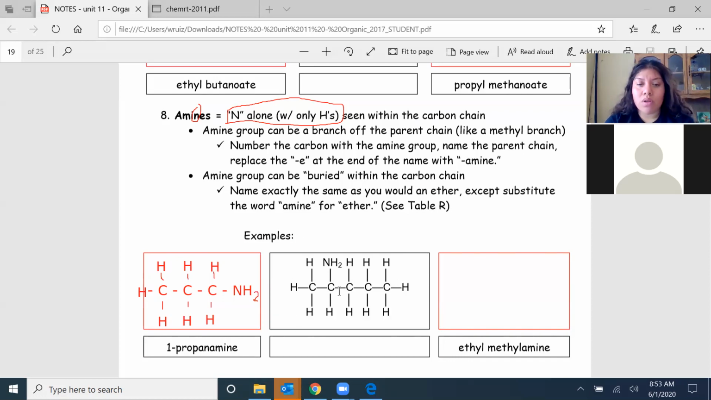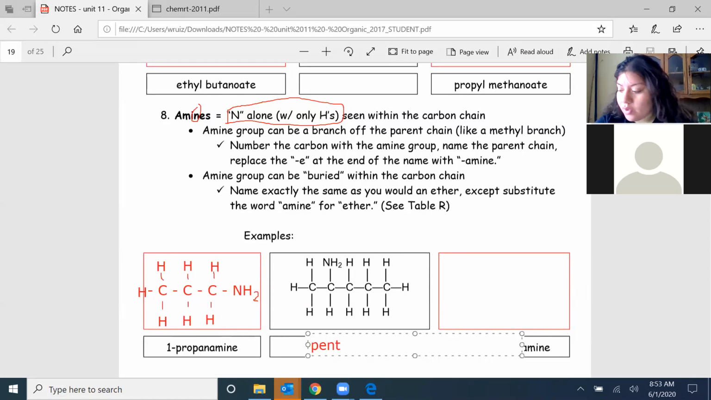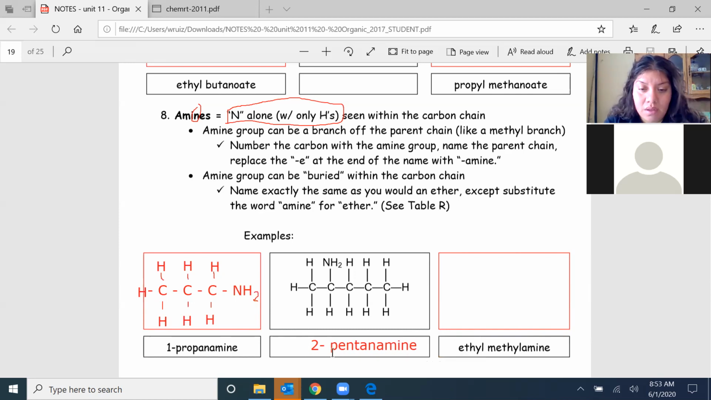The next one, there's one, two, three, four, five. There's five carbons. The prefix for five is pent. We know there's an NH2 in the group, so it's pentanamine. And the location is at the second carbon. If we did it from right to left, it'd be the fourth carbon. But we're doing it from left to right, and it's one, two. We're always choosing where you have the lowest number.